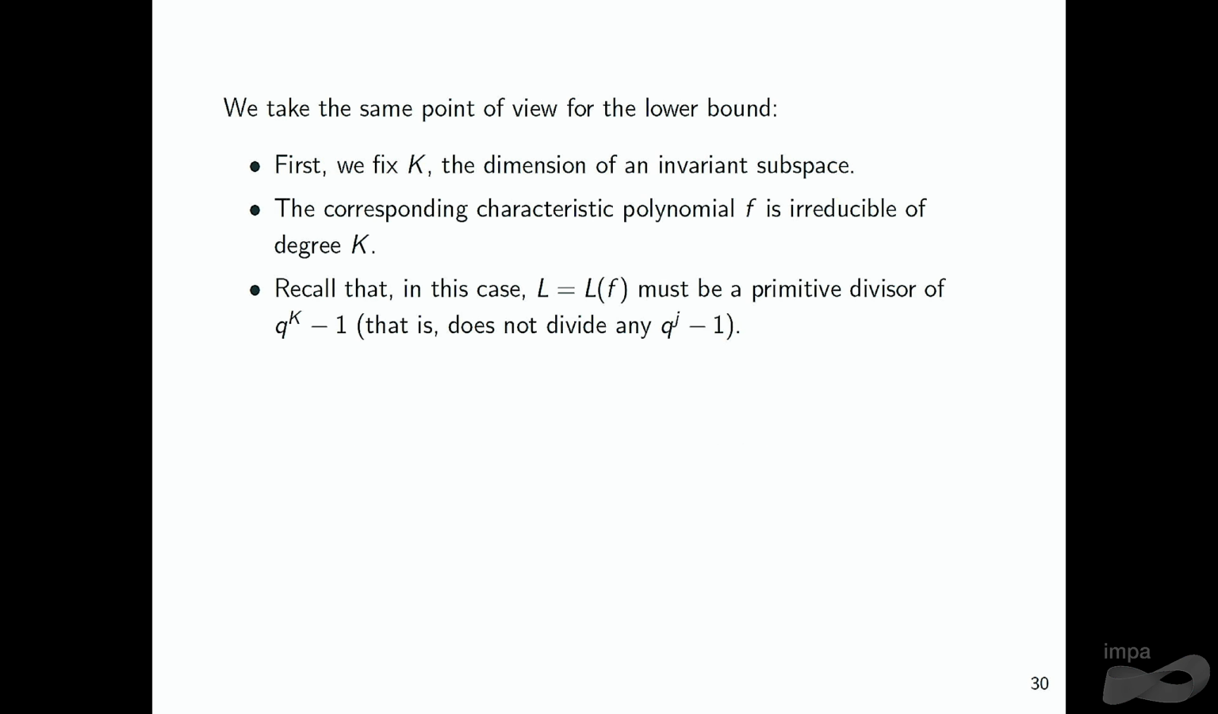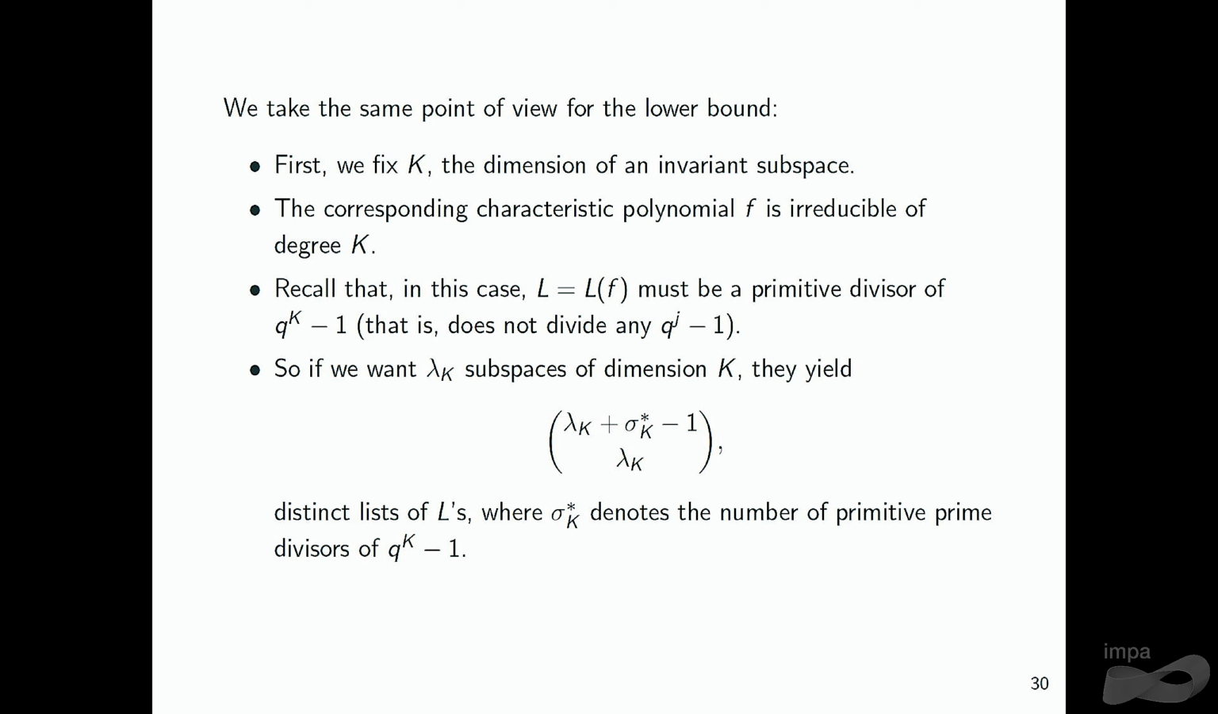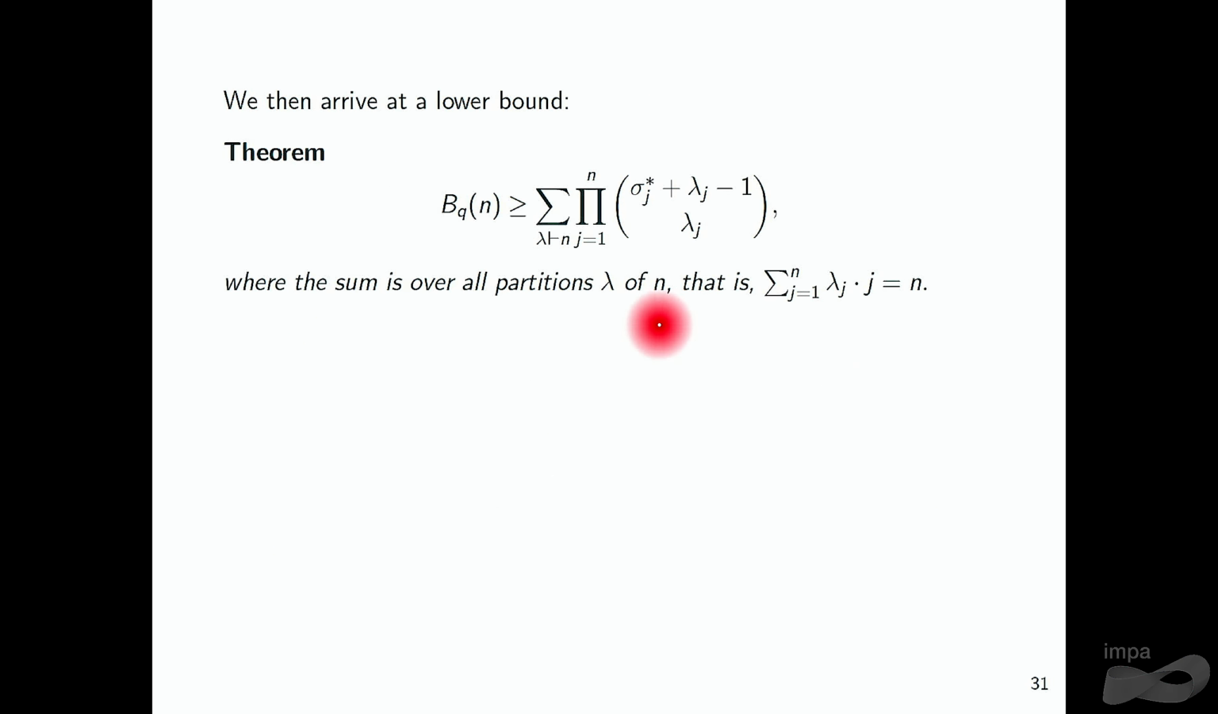And basically the idea is the same for the lower bound, but here there's only one catch, because S is always equal to 1 here. We are taking this restriction. So now the degree of my polynomial is necessarily K, the dimension of the space I choose. So in this case, we have one more restriction on the divisor L. It cannot be any divisor, but it has to be a primitive divisor of this number. So at the end, I basically get the lower bound really looking like the upper bound.